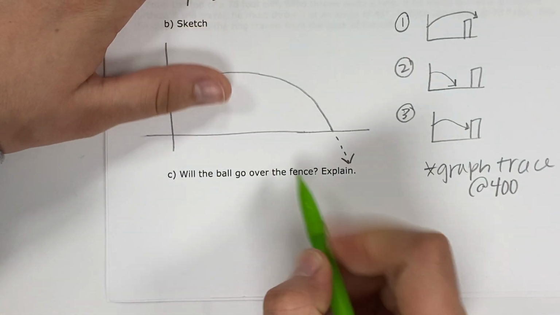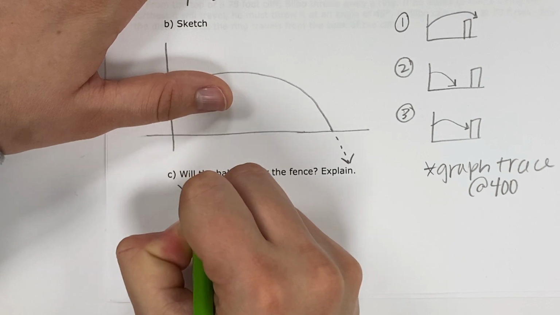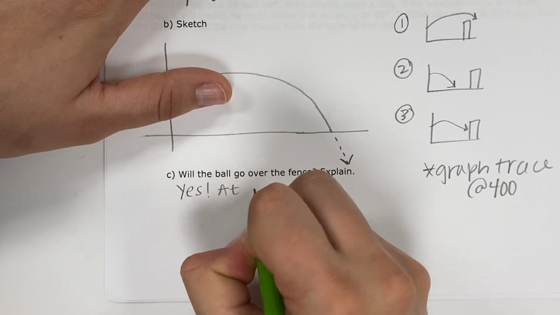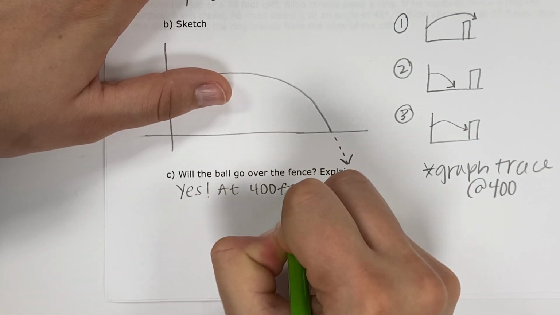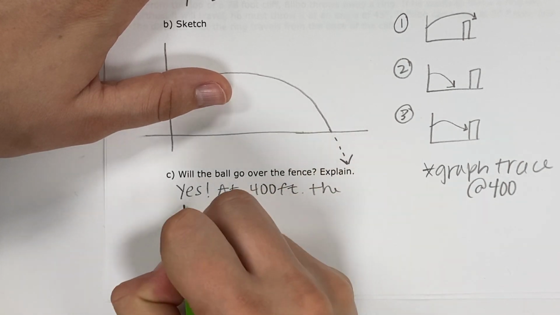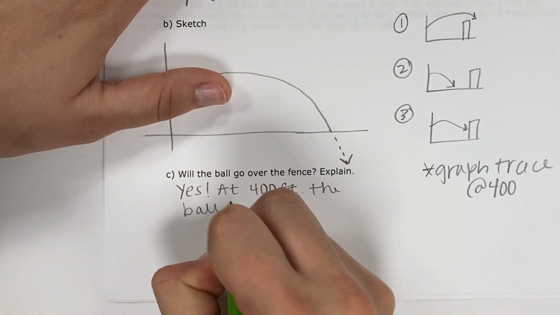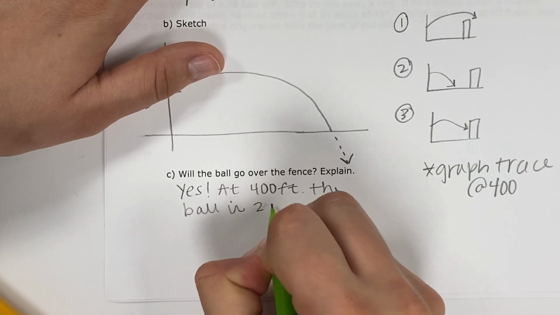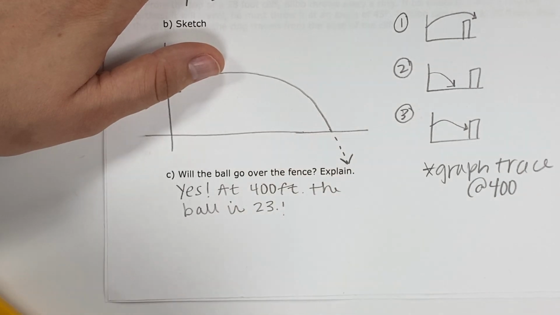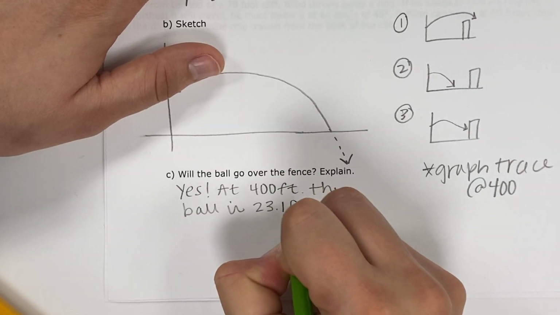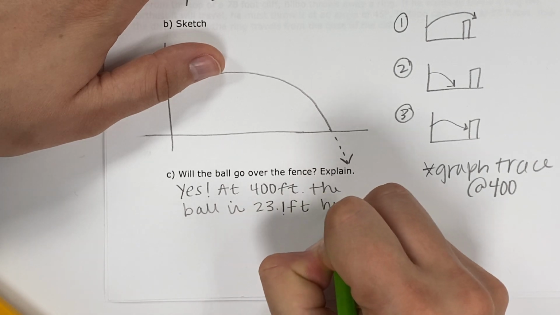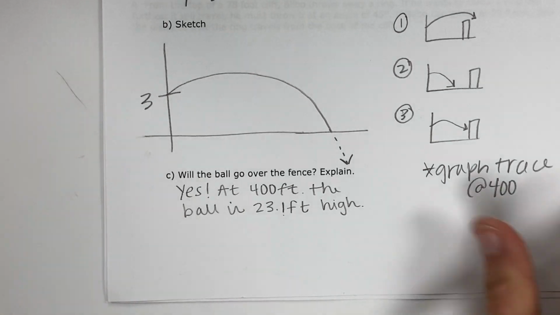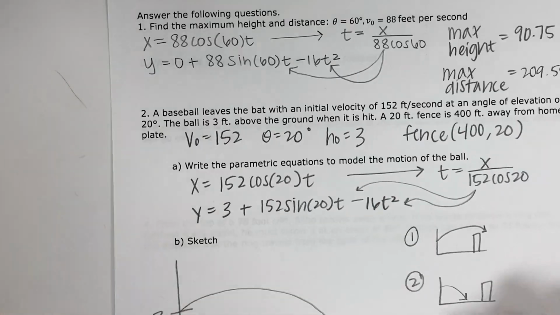So my ball went over the fence. So will the ball go over the fence? Yeah. Because at 400 feet, the ball is, our calculator said, about 23.1 feet high. Woohoo! Let's do one more together.